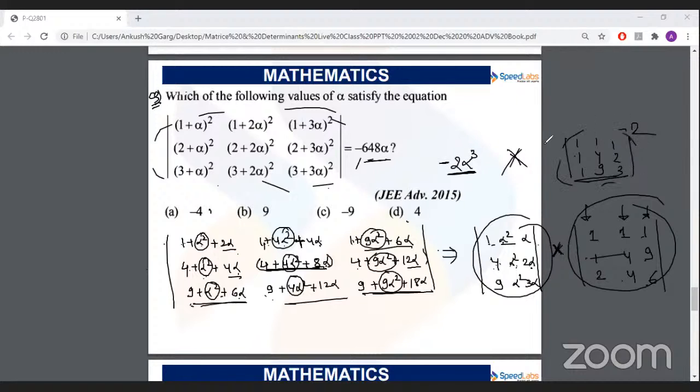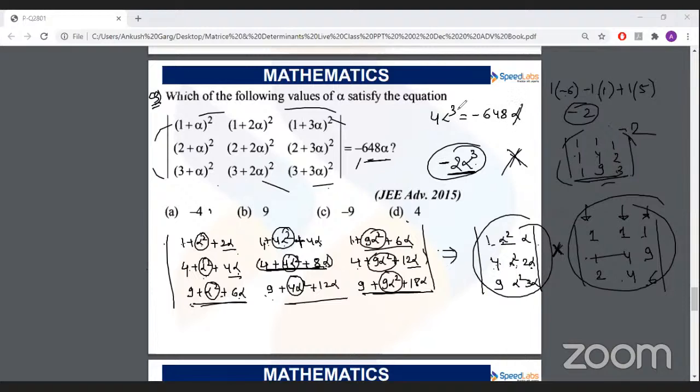And its value, guys, you can find very easily. Okay, its value you can find very easily. That will be simply, let's expand it. So 12 minus 18, that will be minus 6, minus 1 into 3 minus 2, that is 1, plus 1 into 9 minus 4, that is 5. So it is coming minus 7 plus 5, that is minus 2. So minus 2 alpha cube into minus 2, that will be 4 alpha cube equal to minus 648 alpha.